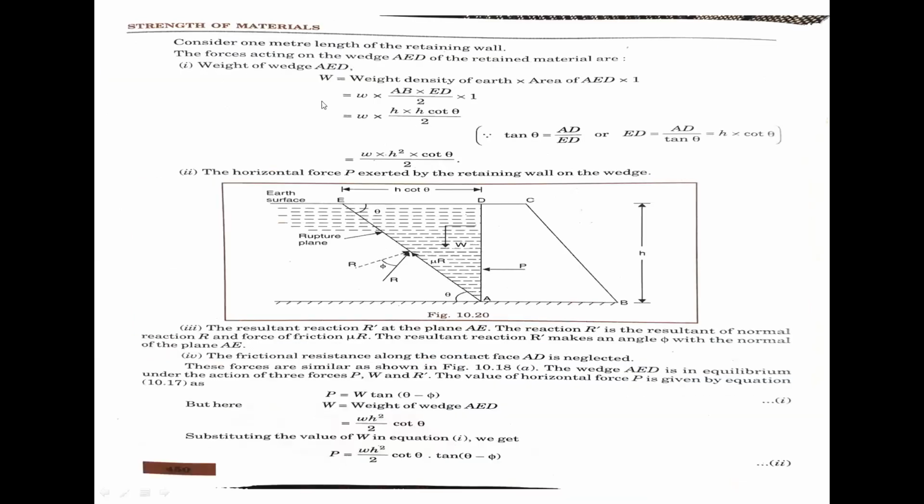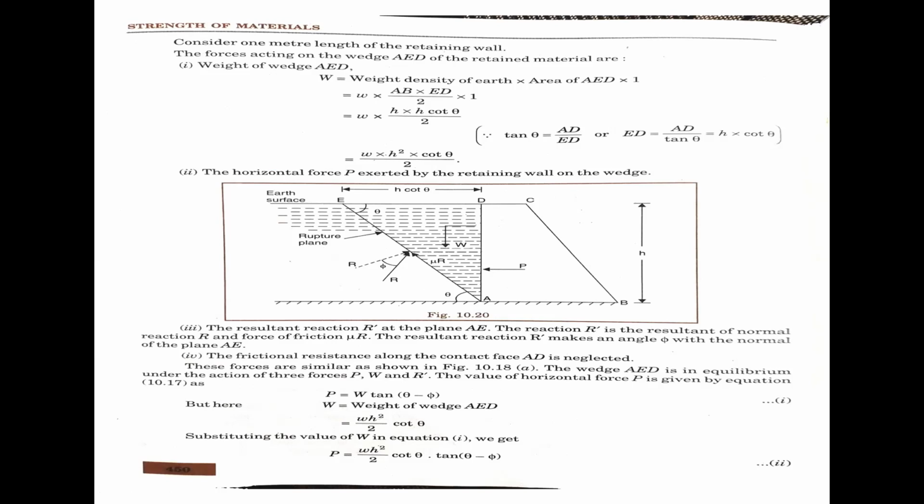Let W be the weight density of the earth or soil. AED has height H, and W is the weight density of the earth. Now consider 1 meter length of the retaining wall. I have to take the forces acting on the wedge AED of the retained material.